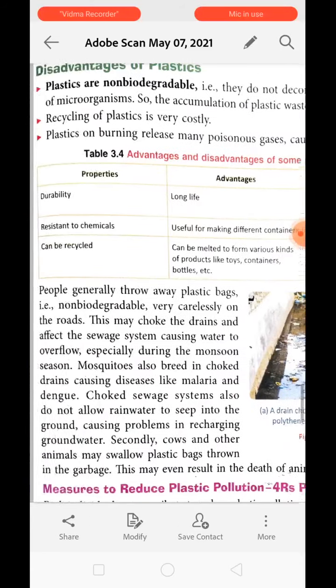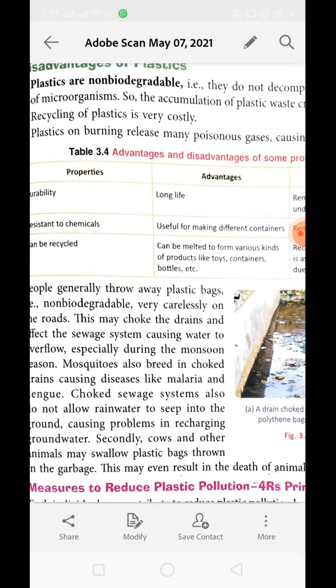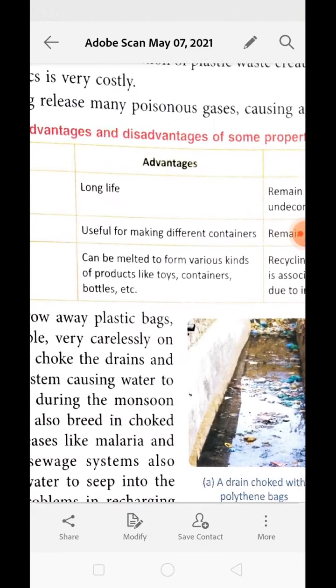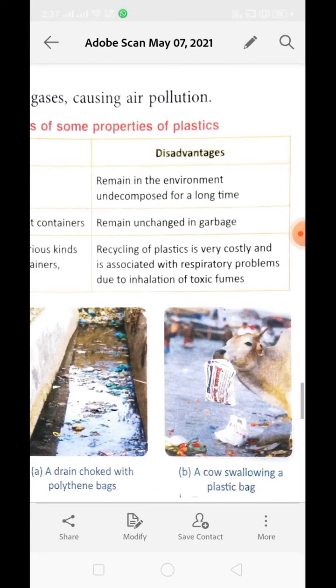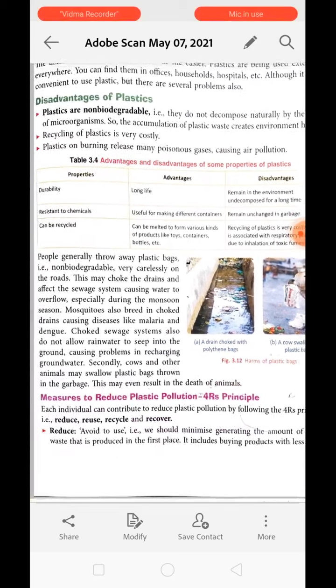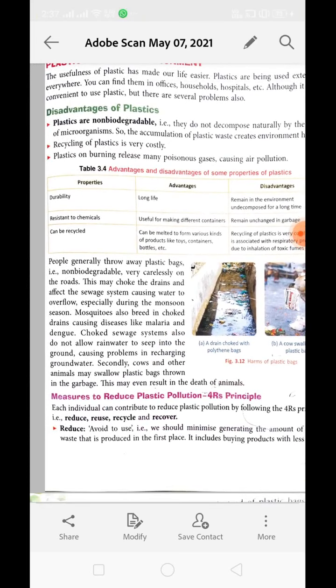Understood? Next is can be recycled. It can be melted down to form various kinds of products like toys and containers, but the problem is that recycling of plastic is very costly and is associated with respiratory problems due to inhalation of toxic fumes produced during the recycling process. Understood? People generally throw away plastic bags, which are non-biodegradable in nature, very carelessly on the road.